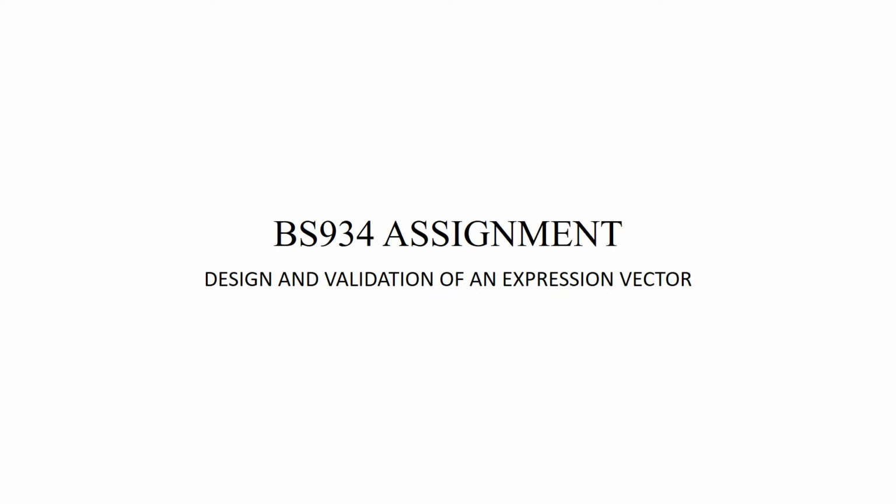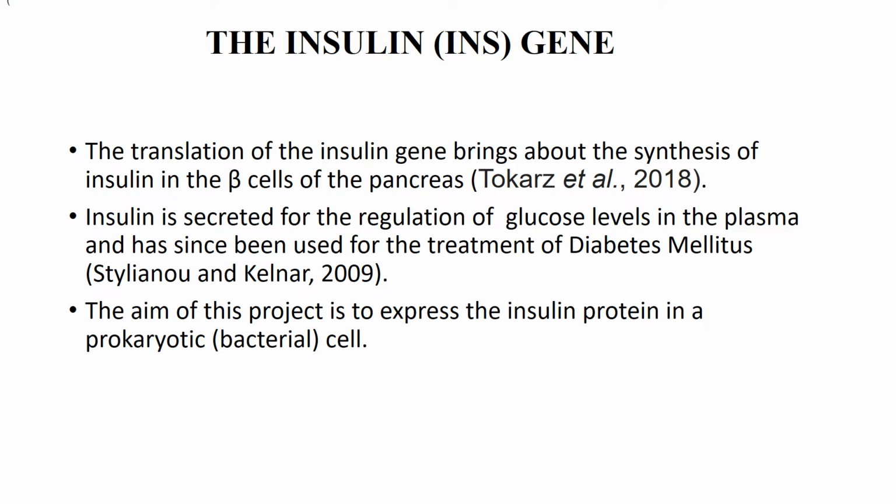For this assignment, I'll be designing and validating an expression vector. My gene of interest is the insulin gene, and the insulin gene codes for the peptide hormone insulin. The synthesis of insulin takes place in the beta cells of the pancreas. Insulin is secreted for the regulation of glucose levels in the plasma and has since been used for the treatment of diabetes mellitus. The aim of this project is to express the insulin protein in a prokaryotic bacterial cell.